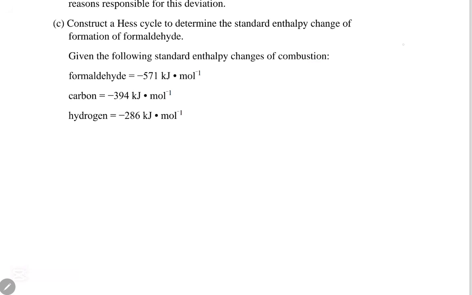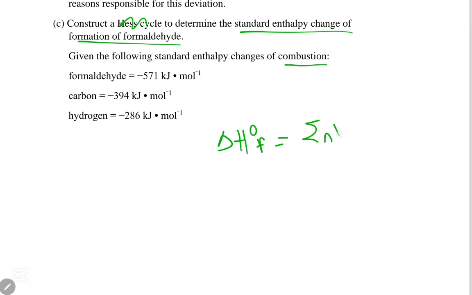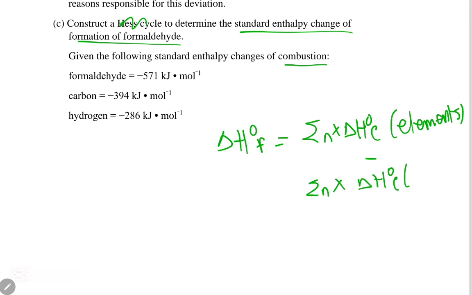Okay, part C, construct a Hess cycle. We don't have to do this. They just want the standard enthalpy change of formation of formaldehyde, right? And they gave us the combustion. What you need to know is that to find the delta H of formation of any compound, it's equal to the sum of the number of moles multiplied by the change in the heat of combustion of the elements, minus the sum of the number of moles times the change in heat of combustion of what? Combustion of the compound, right?